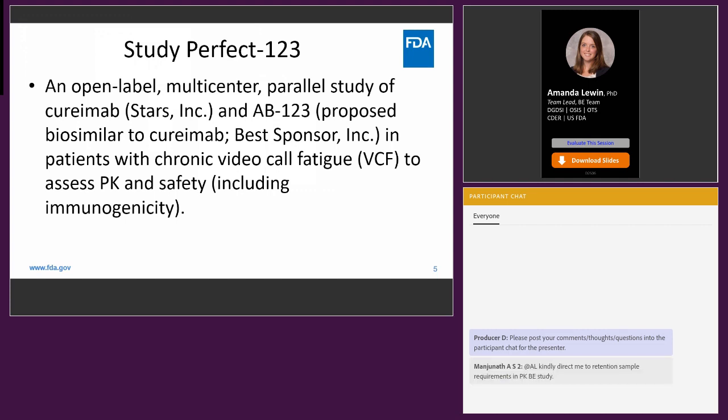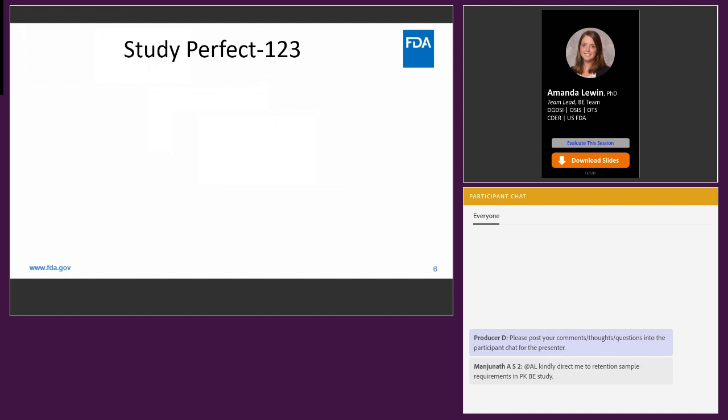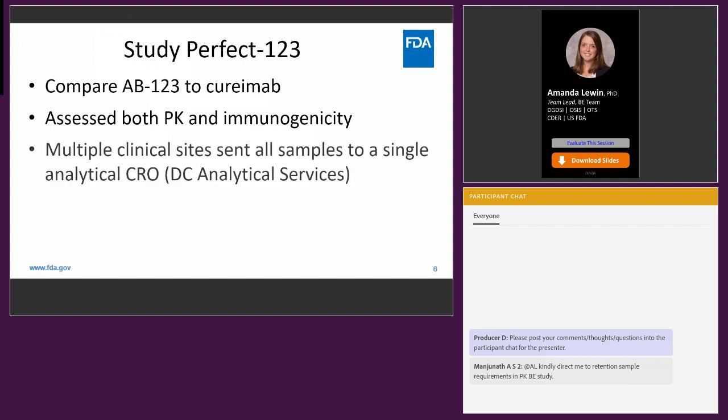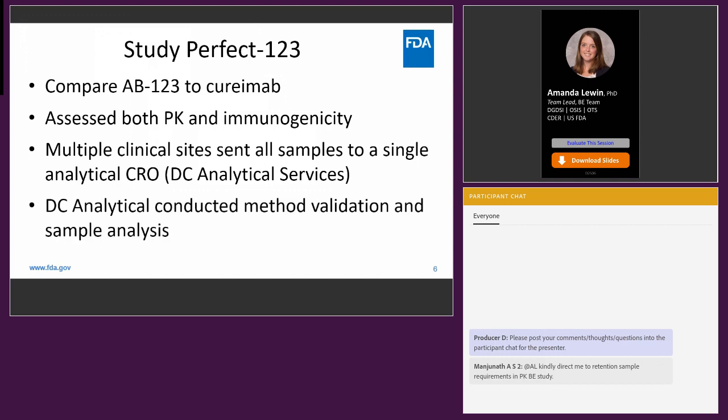benefit is observed. So Best Sponsor Incorporated conducted Study Perfect 123 to show bioequivalence between their biosimilar product, AB123, and the reference listed product, Curamab. The study assessed both PK and immunogenicity in a patient population. Samples were sent from each of the clinical sites to a single analytical CRO, DC Analytical Services, that was contracted by the sponsor to perform analysis of both PK and immunogenicity samples.